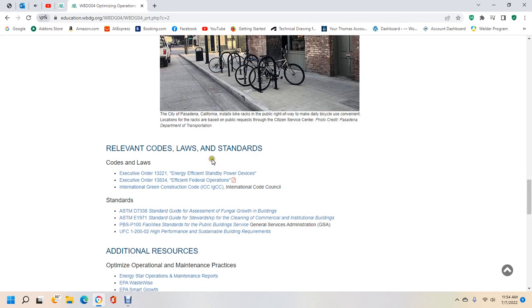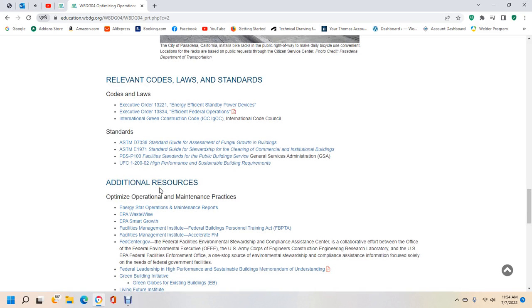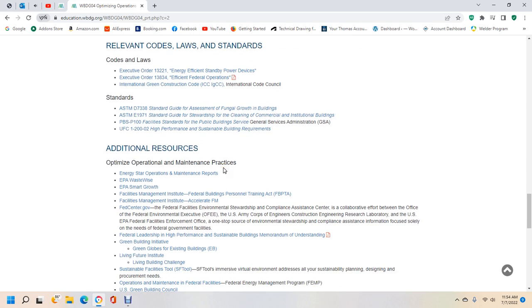Relevant codes, laws, and standards: Executive Order 13221, Energy Efficient Standby Power Devices. Executive Order 13423, Federal Operations. International Green Construction Code. ASTM Standard Guide for Assessment of Fungal Growth in Buildings, and Standard Guide for Stewardship for Cleaning Commercial and Institutional Buildings. PBS P100 Facilities Standards for Public Buildings. UFC 1-200-02 High Performance and Sustainable Building Requirements.